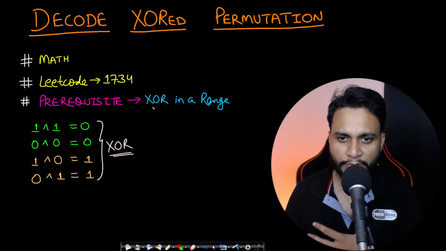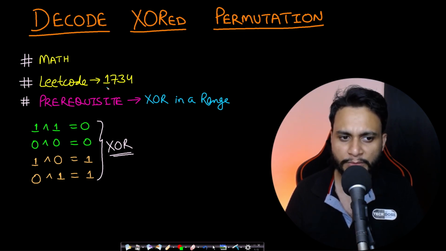Hello guys, welcome back to Techdose, and in this video we will see the Decode XORed Permutation problem, which is from Leetcode number 1734, and this is from Math Algorithms.